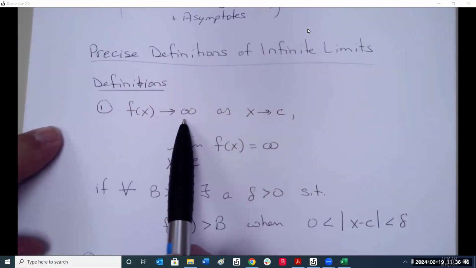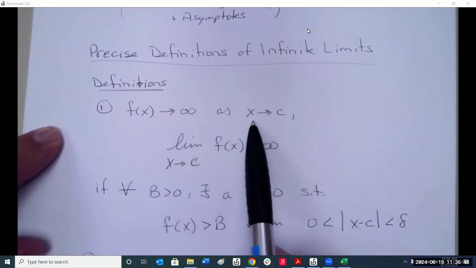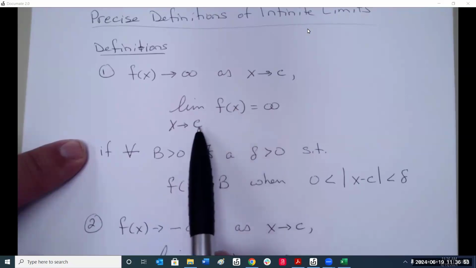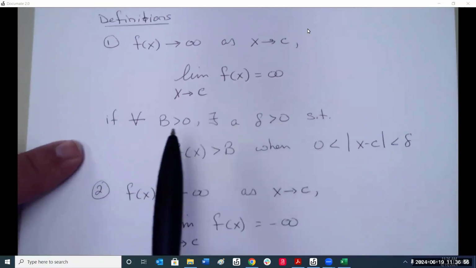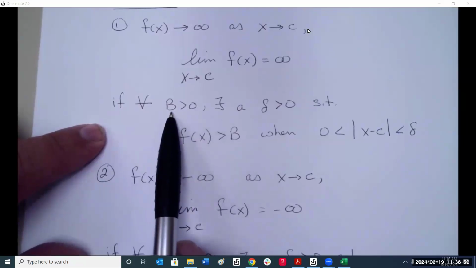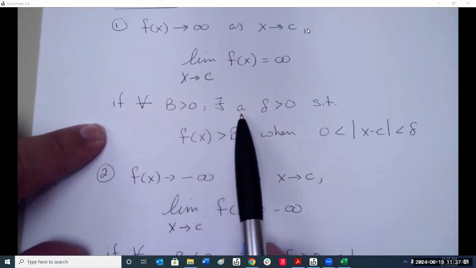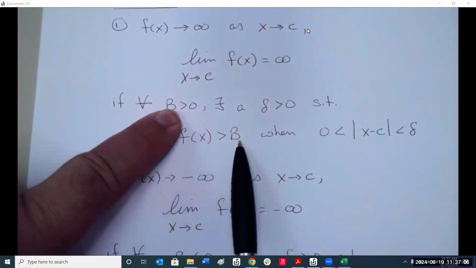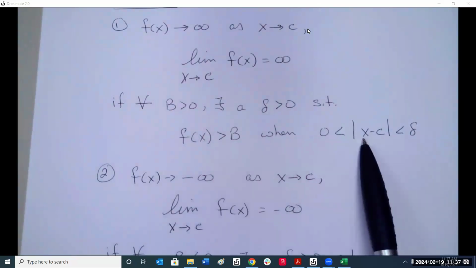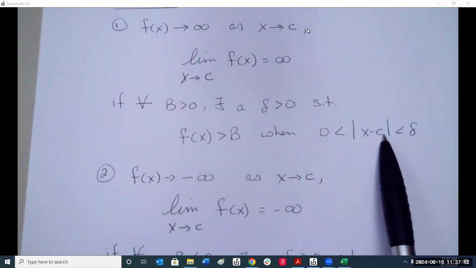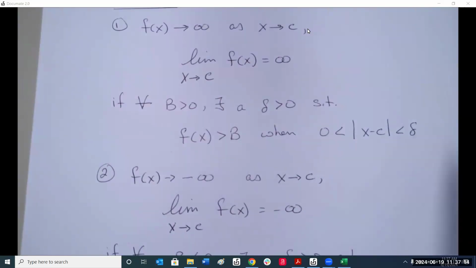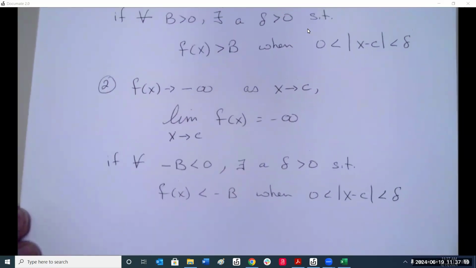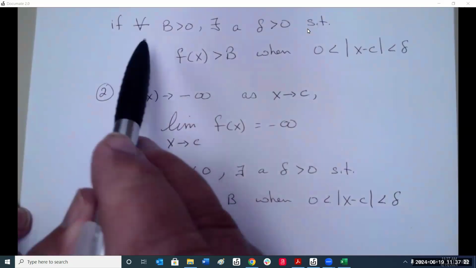If f of x goes to infinity as x approaches some value c, which is written this way, the limit of our function as x approaches c goes to infinity, if for every value b that's positive, there exists a delta greater than 0 such that this function is bigger than that. So in other words, this function is positive whenever x minus c is less than some delta, but it's also positive. That was the positive side.